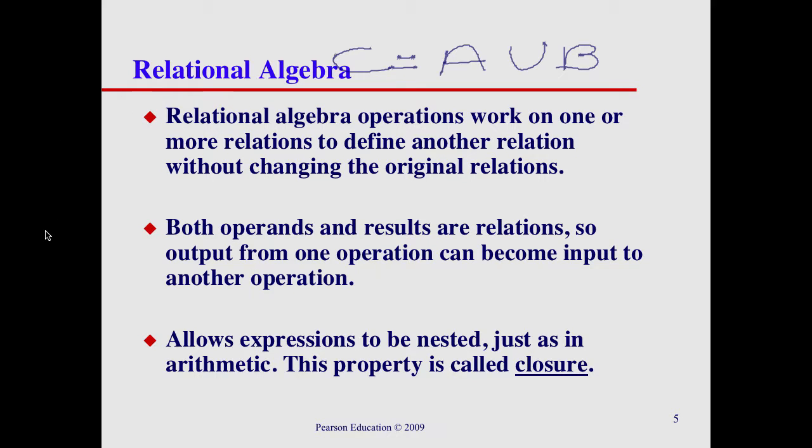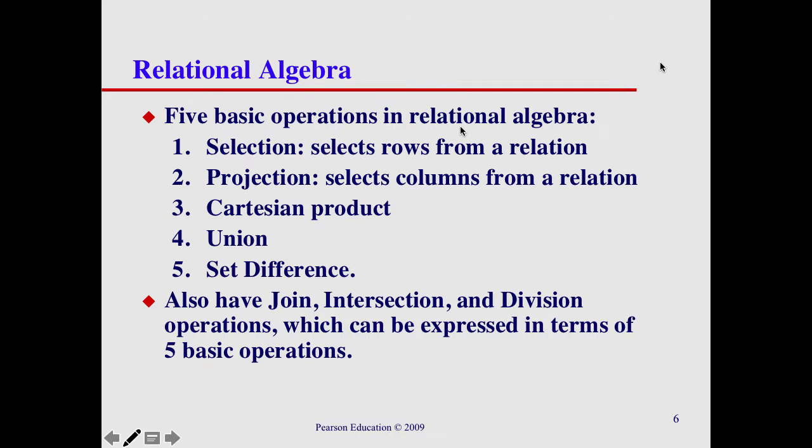So I could say A union B, and that result can then be chained, and I could say union with D. So you can chain operations just like you can chain operations in arithmetic, right? A plus B plus C, A plus B times C. Same thing in the relational algebra. So this is all pretty standard stuff, very similar to arithmetic.